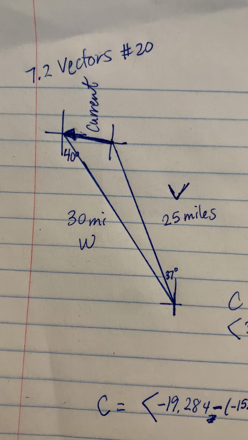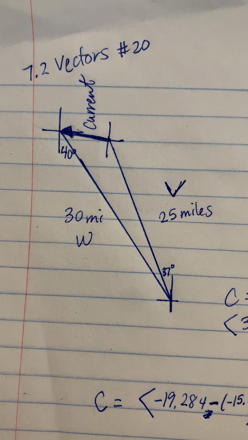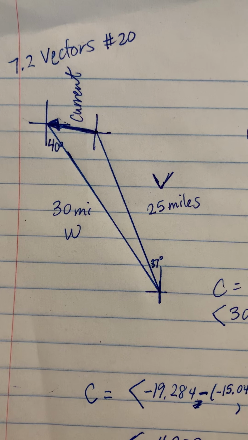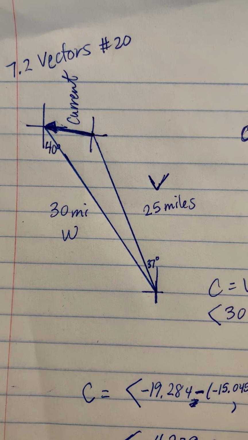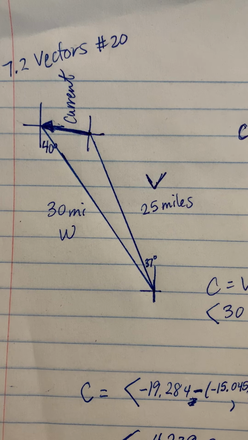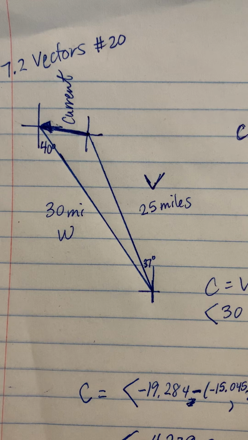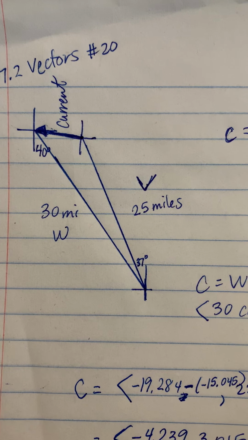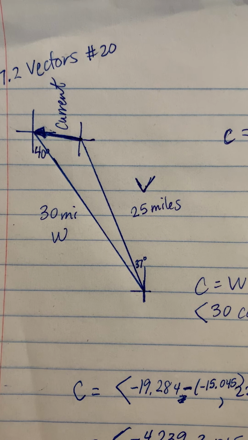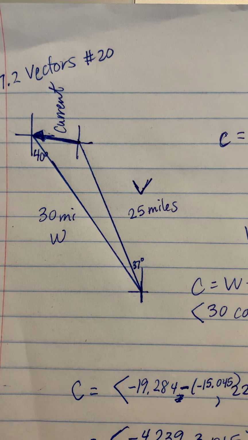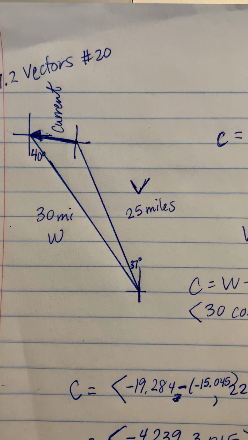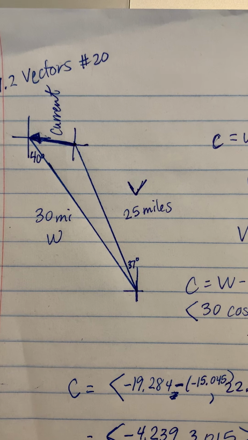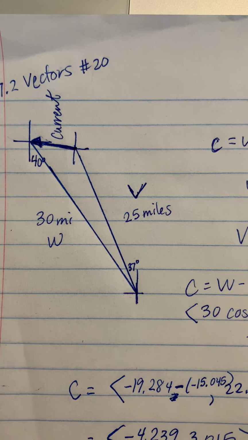We are going over 7.2 vectors, question number 20 from the homework. The SS Bigfoot leaves Yeti Bay on a course of north 37 degrees west at a speed of 50 miles per hour. After traveling half an hour, the captain determines he is 30 miles from the bay, and his bearing back to the bay is south 40 degrees east. What is the speed and bearing of the ocean current? Round the speed to the nearest mile per hour and express the heading as a bearing rounded to the nearest tenth of a degree.